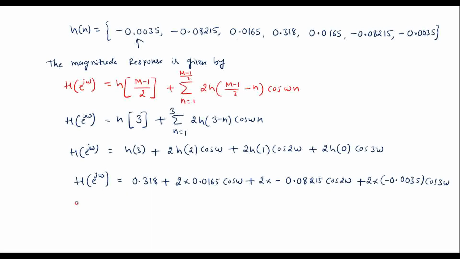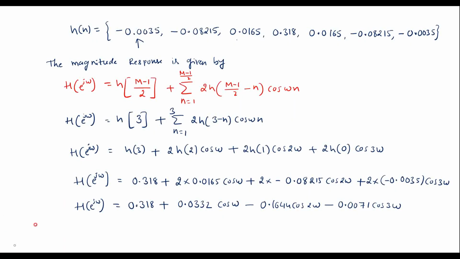So therefore simplifying this, I can get h of e power j omega is equal to 0.318 plus 0.0332 cos of omega, minus 0.1644 cos of 2 omega, minus 0.0071 cos of 3 omega. So this is the magnitude response of the desired filter.